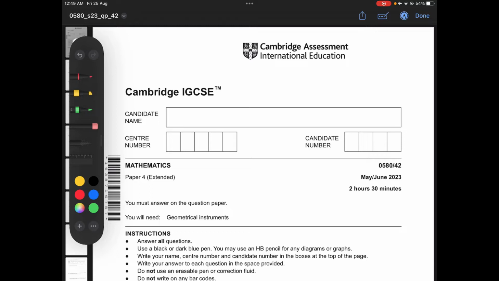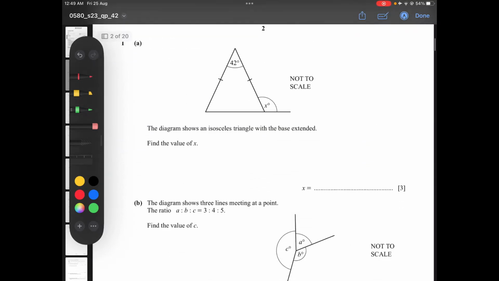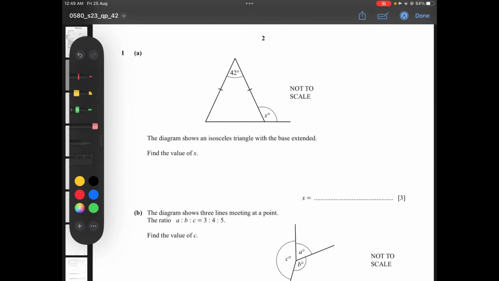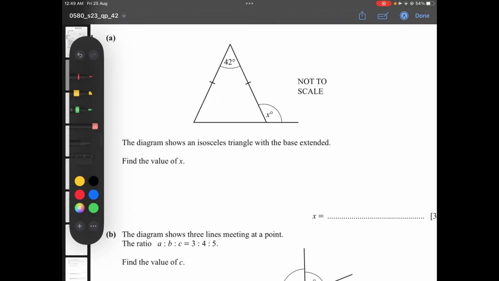So today we are looking at 0580 paper 42 from May-June 2023. Let's start. The first question says the diagram shows an isosceles triangle with the base extended. Find the value of x.